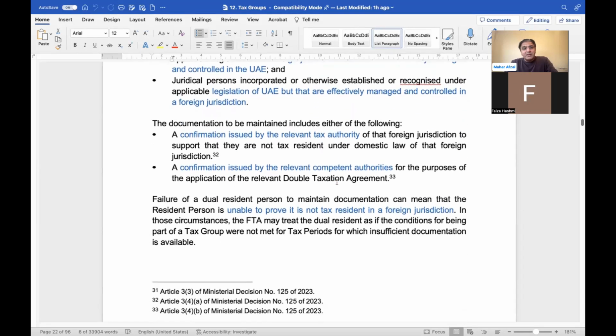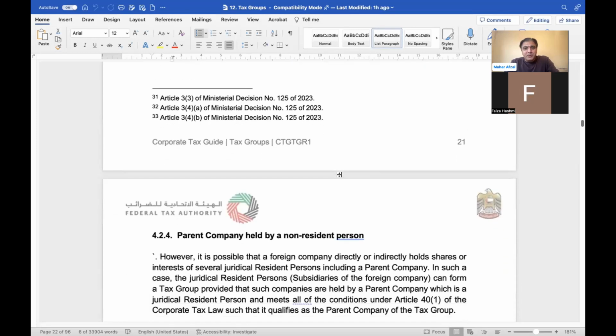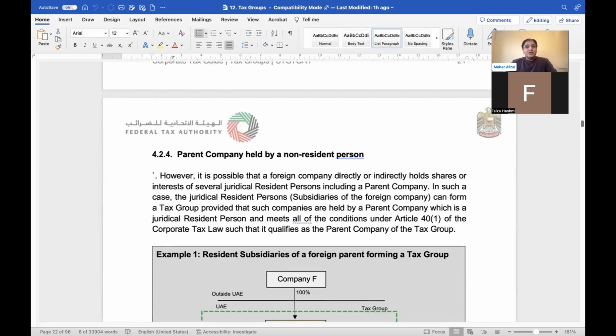If confirmation by the relevant competent authority is unable to prove it, it will be assumed that you are not a tax resident in the foreign jurisdiction. Sorry, it will be assumed that you are a non-resident, not tax resident in the respective foreign jurisdiction, if you are not getting confirmation from the respective foreign tax authorities or competent authorities. So these are the conditions.